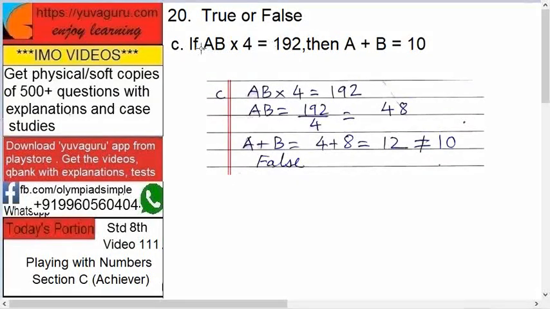Next is true or false. AB into 4 equals 192. Then A plus B equals, okay. AB.